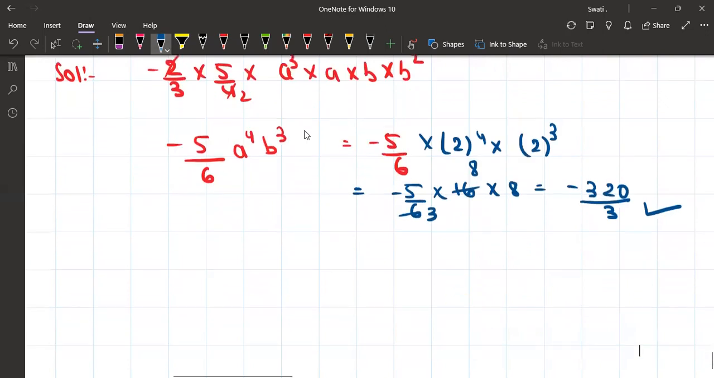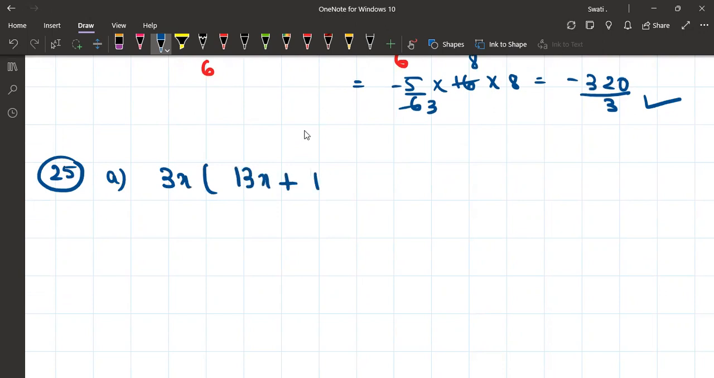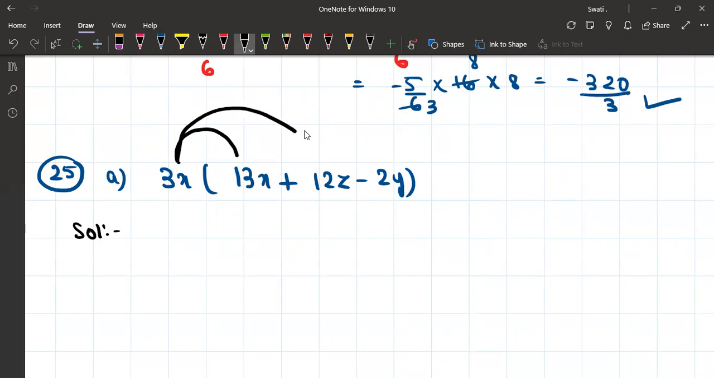Now we can do the next, that is 25th question. In the 25th question, we have 2 sub questions. The first one is we need to multiply 3x with 13x plus 12z minus 2y. So it is the combination of multiplication and addition. This is also called the distributive property. So whatever expression you can see outside the bracket, those terms will get multiplied with the first one, plus the second one, and plus the third one.